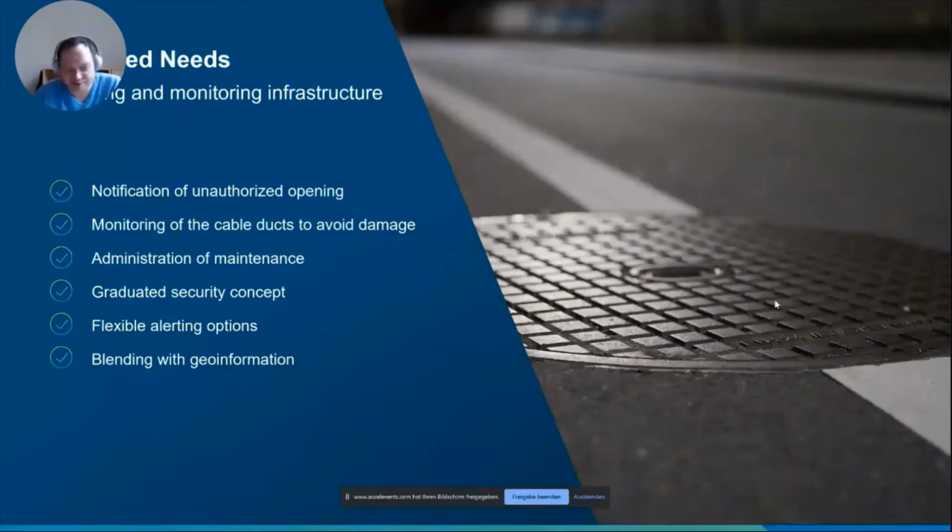and administrate the maintenance of the network. So for example, if they have to do an inspection or if something is happening right now, for example, an unauthorized opening, then they want to send out a workforce to the exact location and provide them a mobile application to also receive more information.